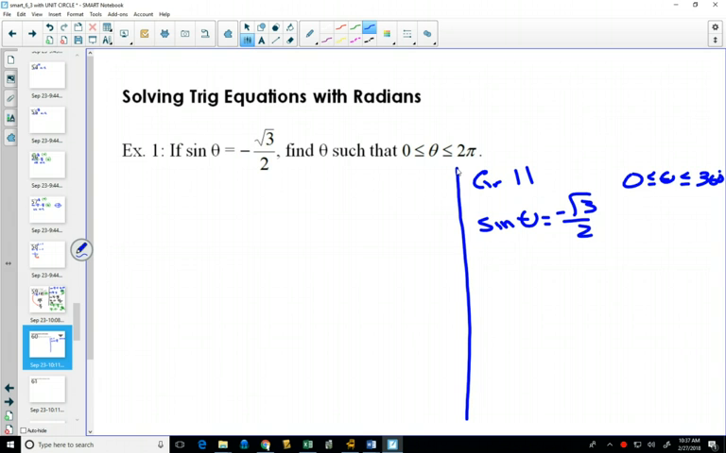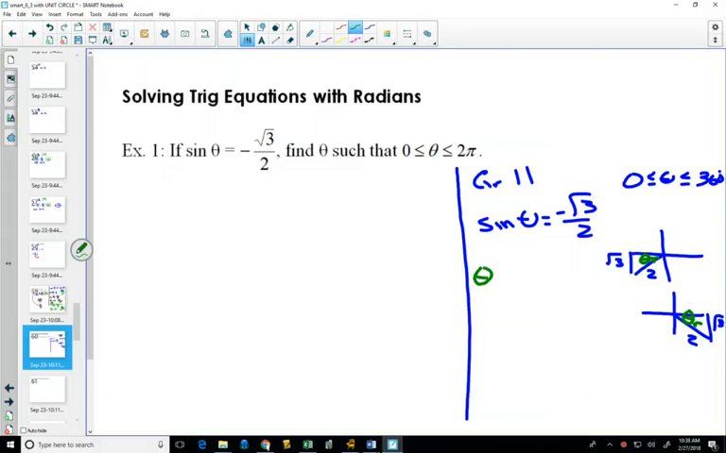You would have taken out your calculator and, well, you might have first said to yourself, according to the CAST rule, if sine is negative, then this answer is either in quadrant 3 or quadrant 4, and this would be my reference angle. And if I drew a triangle, since sine is opposite over hypotenuse, I could have labeled this side as root 3, and this is 2.